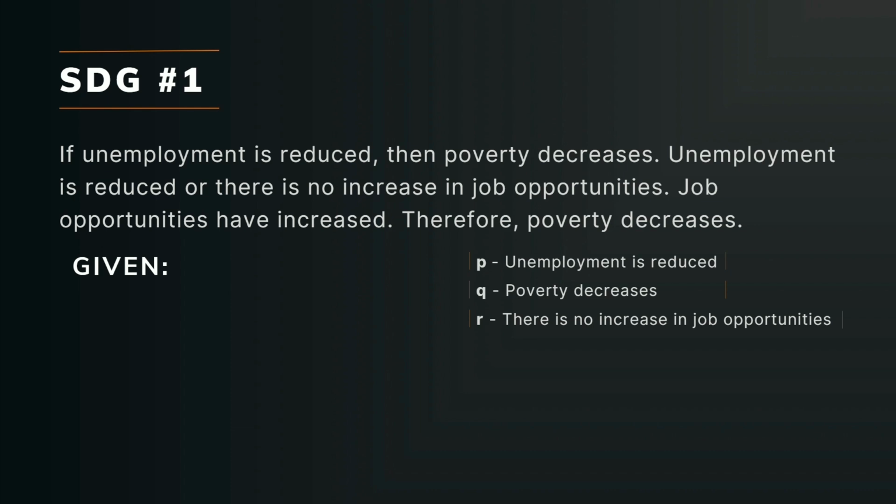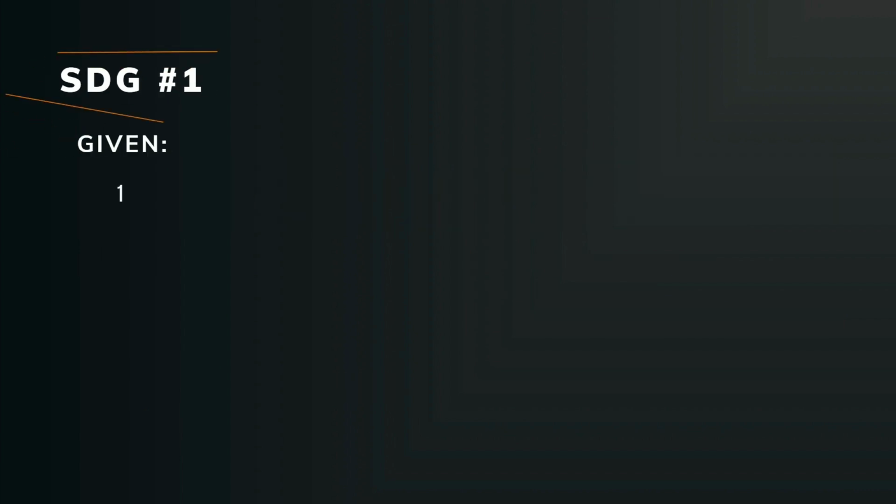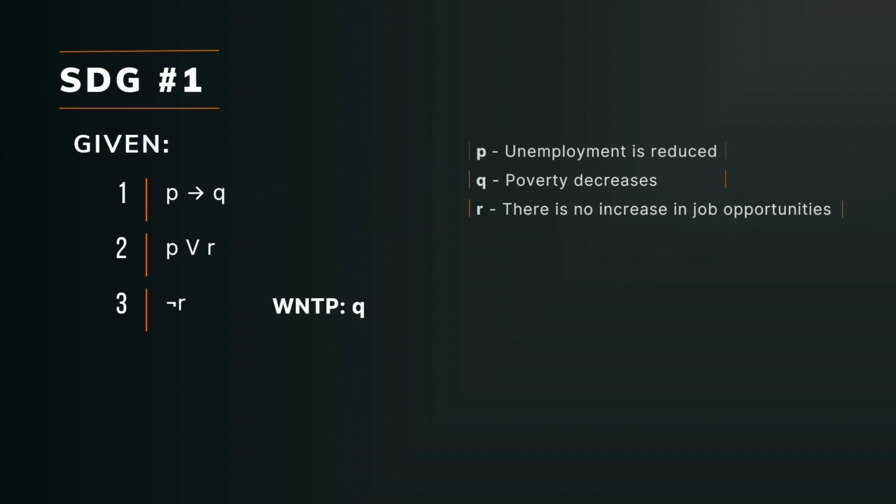First premise, we have if P then Q, based on our first hypothesis. Next is P or R, based on our second hypothesis. And next is the negation of R, based on our third hypothesis, and we need to prove Q, which is our conclusion. So let's now prove this statement using different rules of inference.